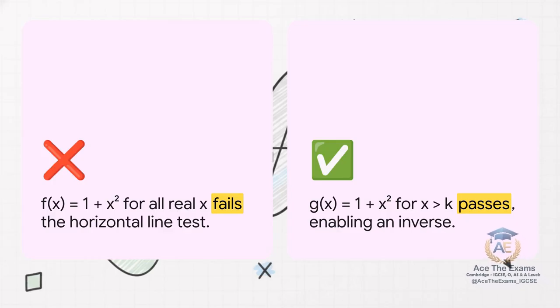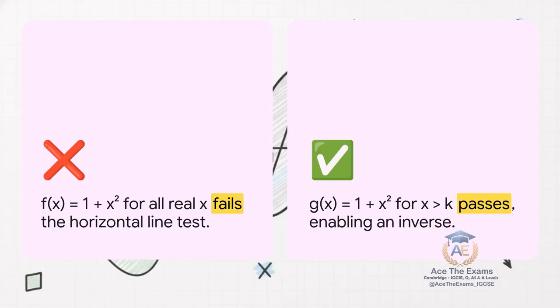But if we slice that parabola right in half by restricting the domain, say choosing x is greater than a specific value k, it passes the test. It becomes a one-to-one function. That is the exact explanation part of our PEEL framework you need to write down to secure those marks.